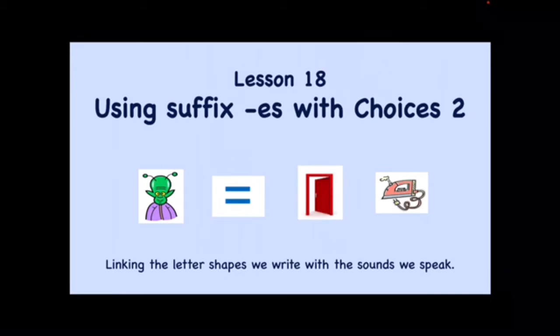Hello again. In today's lesson, we are going to be thinking about using the suffix es that we introduced in Choices 1, but we're also thinking about long vowel spellings. Can you write the letter before me? Which letter will we write if we hear A at the end of a syllable, like in station, or all on its own in a syllable, like alien? Well done. We write the letter A.